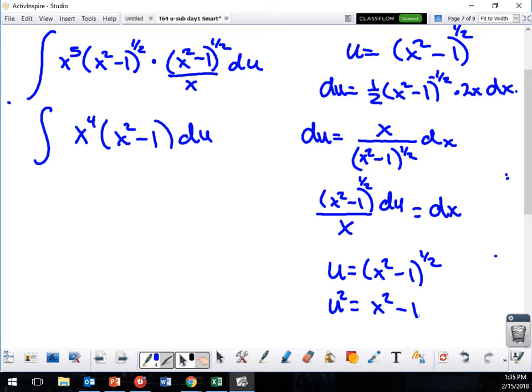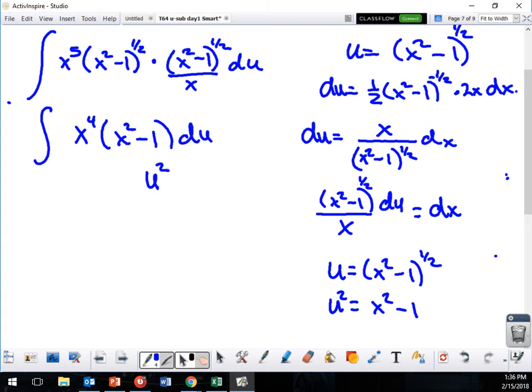Okay, look, right here. If I square 1/2, that just becomes 1, right? So it becomes 1 right here, but I have to square both sides of this. So if I square both sides, I get u squared, and it takes care of my 1/2, doesn't it? So now I could replace x squared minus 1, which I have here, with u squared, right? That's what I'm trying to do. So this piece right here just gives me u squared du.